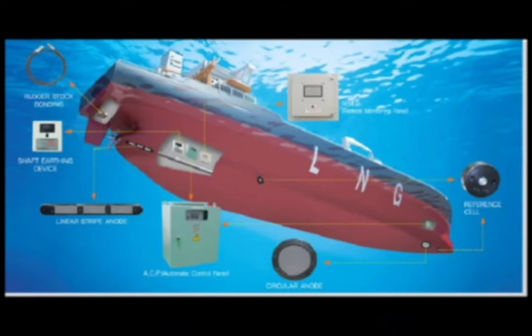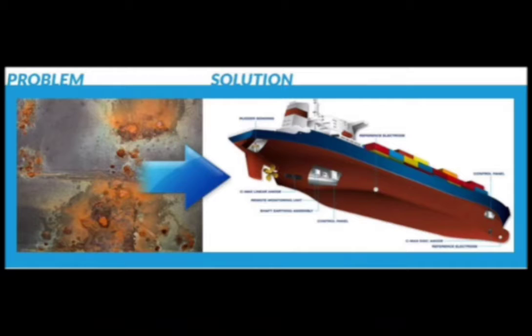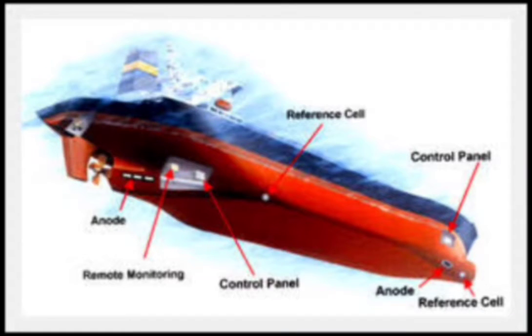Cathodic protection. Cathodic protection is a system of preventing corrosion by forcing all surfaces of a structure to be cathodes by providing internal anodes.